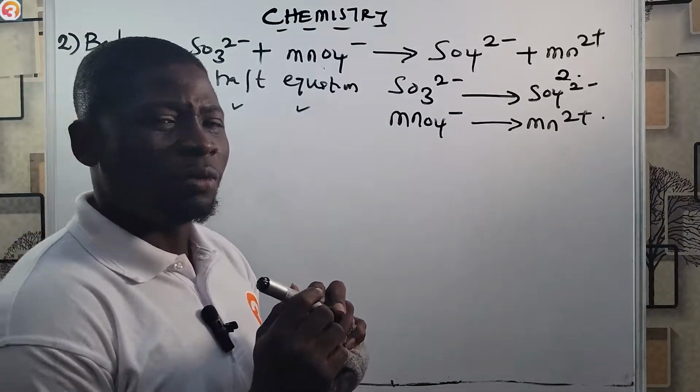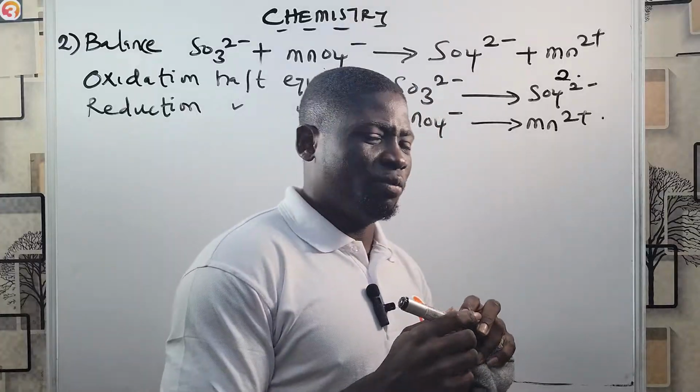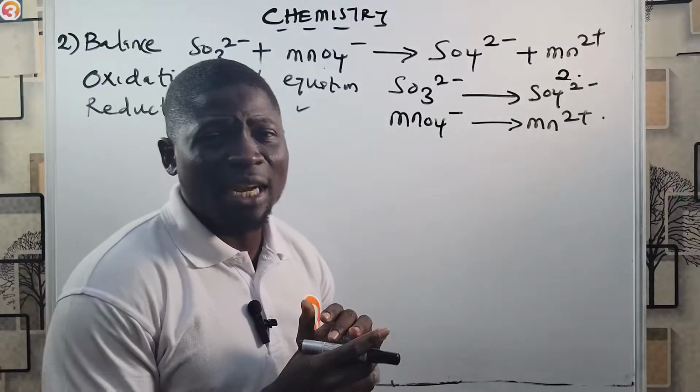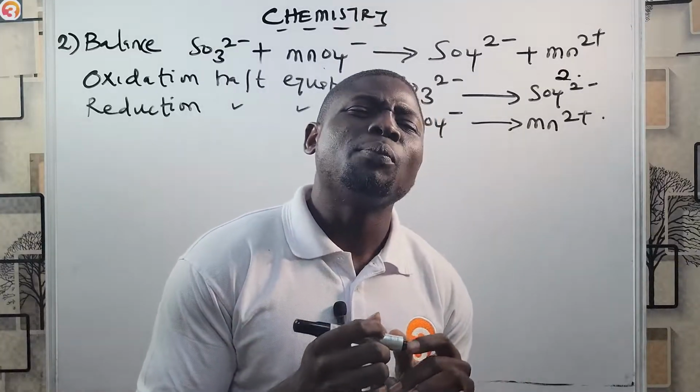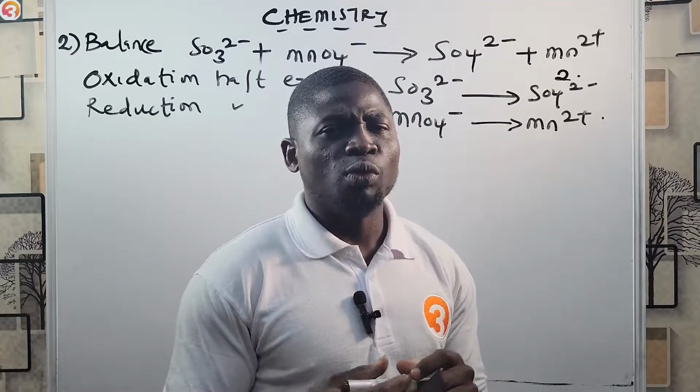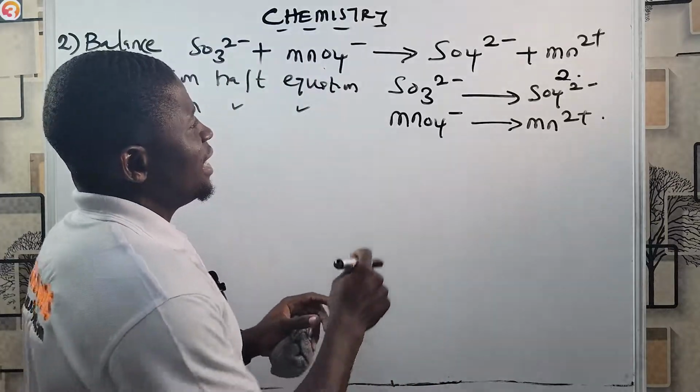So the next step is to balance the oxygen atoms. Okay, how do we balance the oxygen atoms? We balance the oxygen atoms by adding the appropriate number of water molecules to the other side.